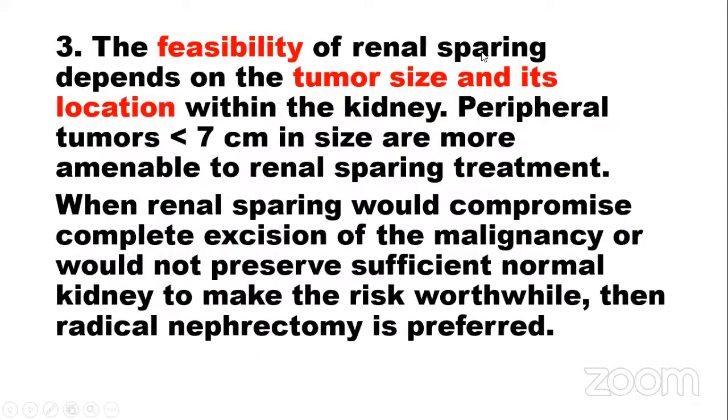The feasibility of sparing depends on the tumor size and location within the kidney. So the tumor size and its location within the kidney is very important. Peripheral tumors less than 7 centimeters are more amenable to nephron-sparing surgery. Where renal sparing would compromise complete excision of the malignancy or would not preserve sufficient normal function to make the risk worthwhile, then radical nephrectomy is preferred.